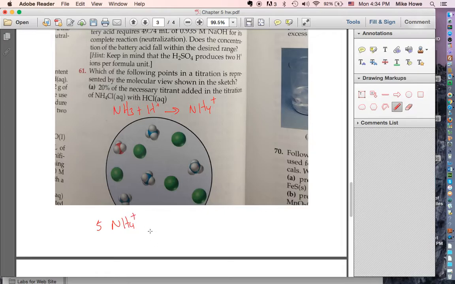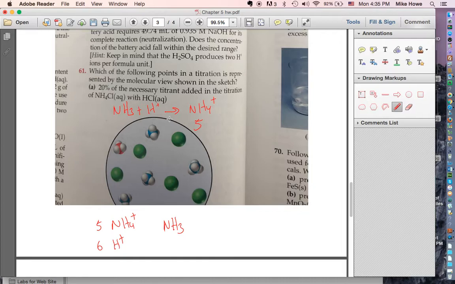And there are 1, 2, 3, 4, 5, 6 H pluses, and only 1 NH3. So if you look up here, we have 5 of these. You don't get 5 of those unless you've used up 5 of these.